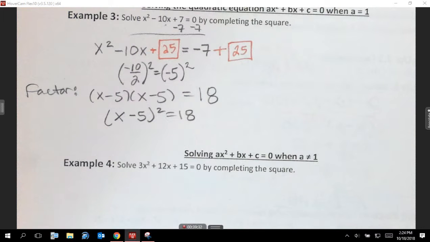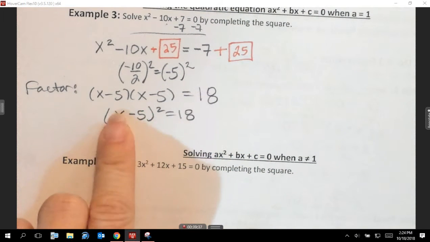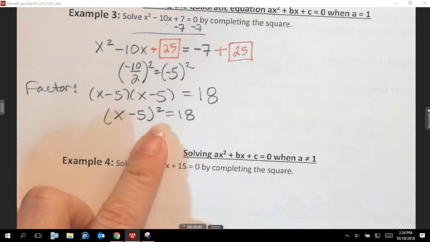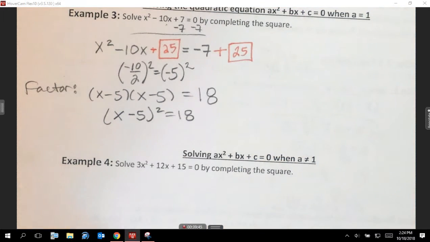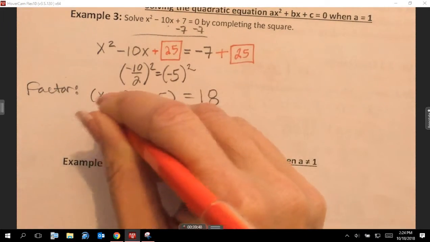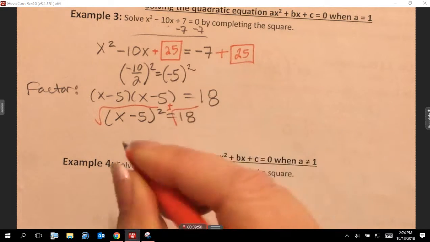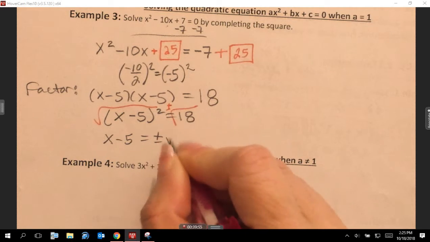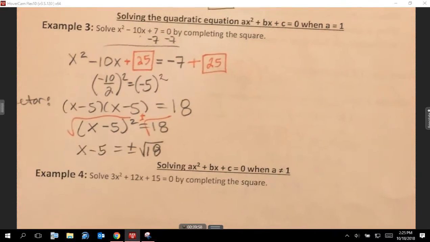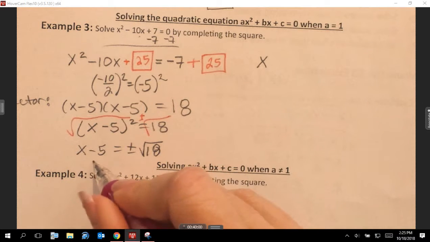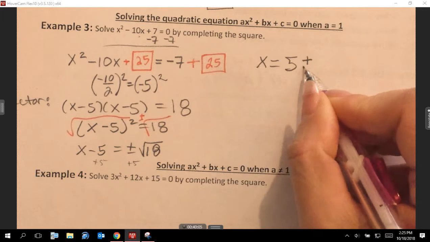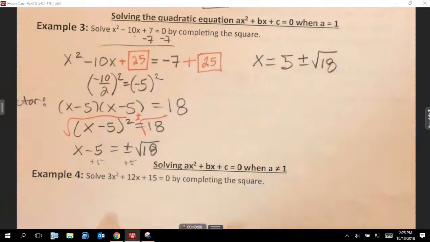So our goal is to solve for x. Once I have it to this form where this entire side is squared, how can I solve for x? We can square root. But if I square root, x minus 5 equals plus or minus the square root of 18. I'm going to move that 5 over by adding 5 to both sides. So I'll have x equals 5 plus or minus square root 18.